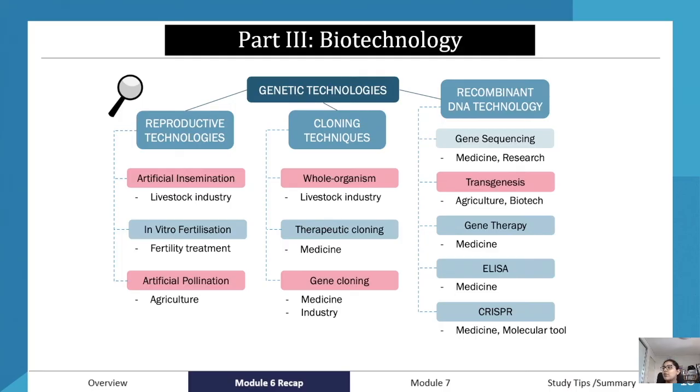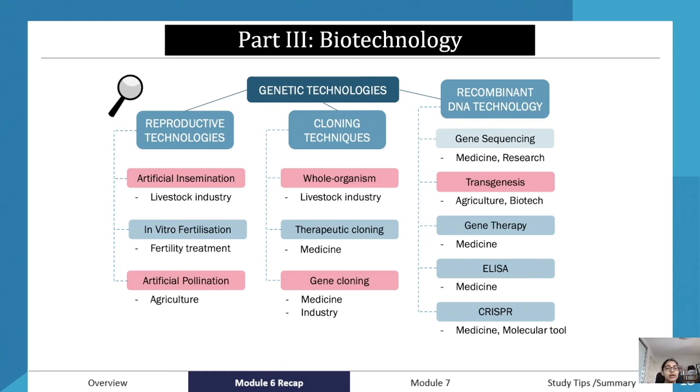So we've got reproductive technologies including artificial insemination, which is used in the livestock industry. We've got in vitro fertilization, so IVF, which is a fertility treatment, and finally we've got artificial pollination, which is used in agriculture. So these three are reproductive technologies.